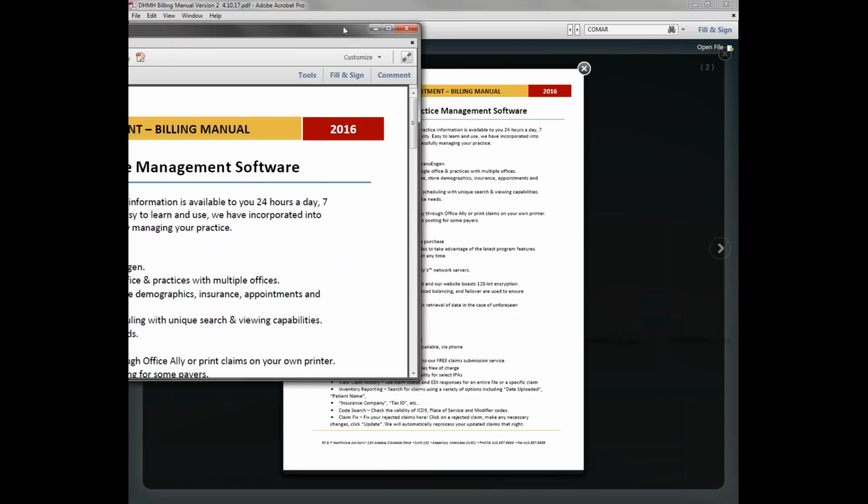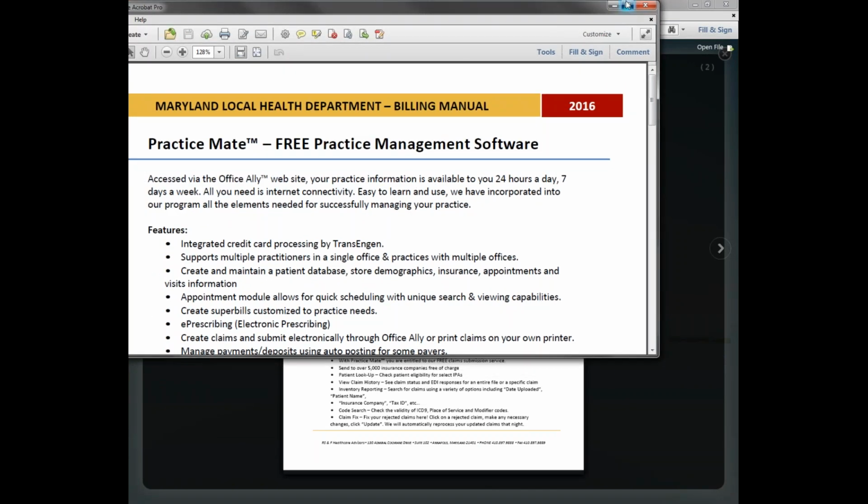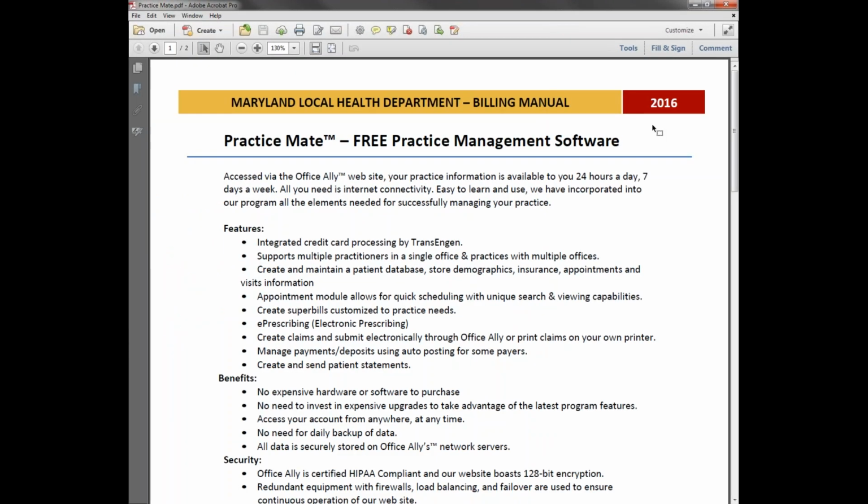Here we have a document that shows information on PracticeMate, which is a free practice management software. We aren't endorsing PracticeMate, but we did want to give this as an option to those of you that do not have an electronic medical record or practice management system in the health department. Different features of PracticeMate are listed in the document.